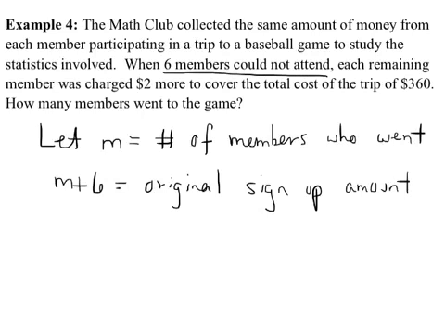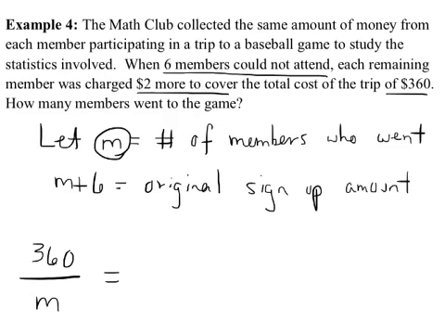Okay? So when we're looking at the quantity M, each remaining person was charged $2 more to cover the total cost of $360. So the total cost is $360. And each player, there's M players, so we can say that's the amount that each player would be charged. Again, the game cost $360. M people went, so this is the cost per player. Is that clear? This is the cost per player.